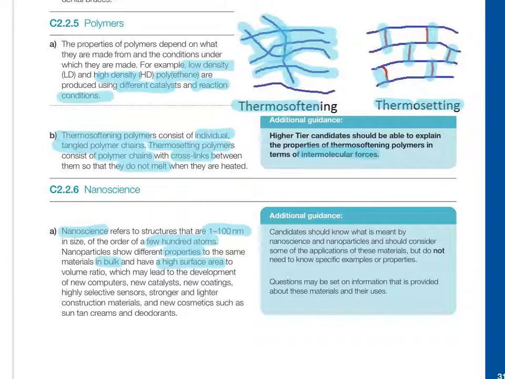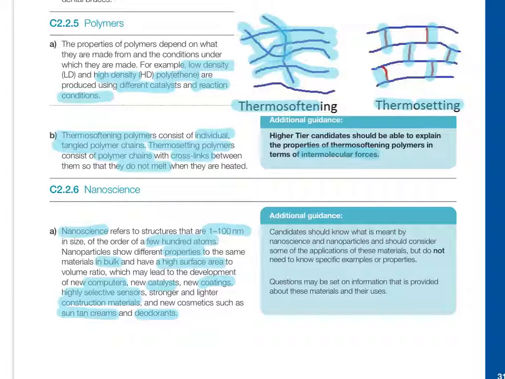So things like developing new computers, new catalysts, new coatings for things. So covering windows, covering glasses, all these kind of things, making highly selective sensors, making things that we can build with that are stronger and lighter. And especially in things like suntan creams, those nanoparticles block out the harmful rays. And we're also using them in deodorants.